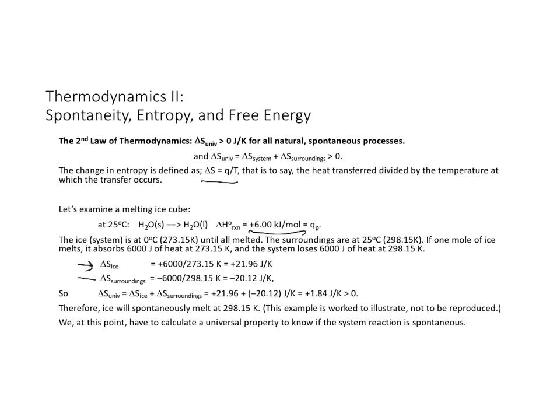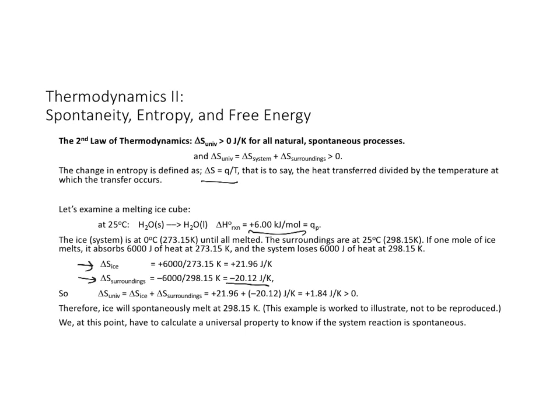The surroundings loses heat, negative 6,000 joules, at 298.15 Kelvin. So its entropy change is negative 20.12 joules per Kelvin. The surroundings actually becomes more ordered because it loses heat.